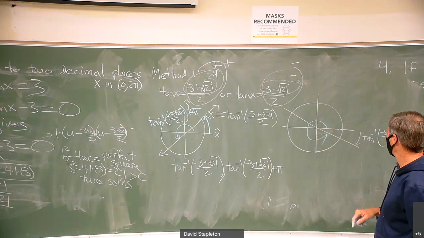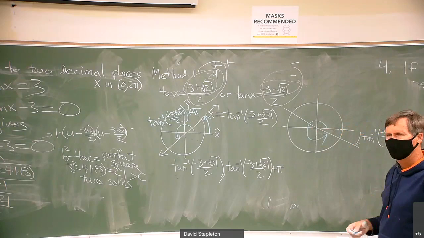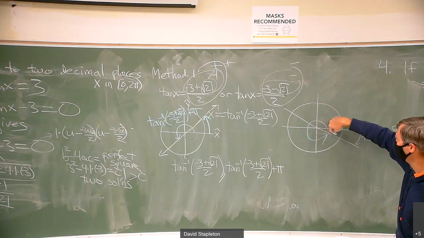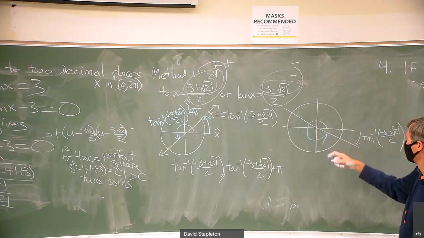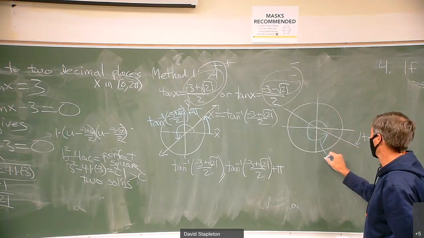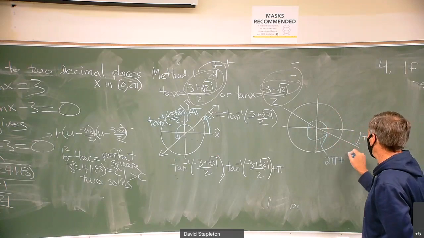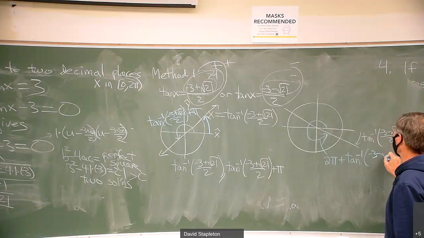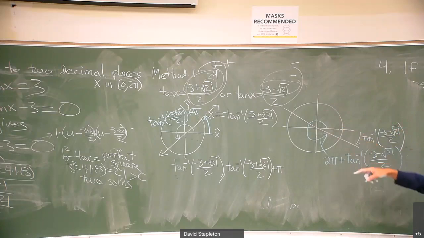Why don't I subtract this angle? It's already negative, right? So I take 2 pi plus this negative angle, which gives me this one. So this angle that I want is 2 pi plus the arctangent of minus 3 minus square root 21 over 2. That's what will be this angle. 2 pi plus a negative angle gets me right there. So that's one solution to the second circle. And then what's the other one?